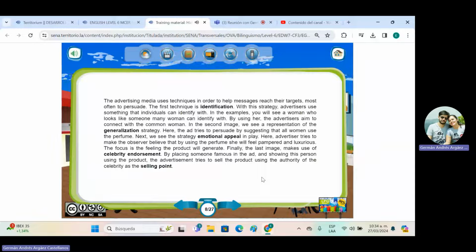Next, we see the strategy emotional appeal in play. Here, advertisers try to make the observer believe that by using the perfume, she will feel pampered and luxurious. The focus is the feeling the product will generate. Finally, the last image makes use of celebrity endorsement. By placing someone famous in the ad and showing this person using the product, the advertisement tries to sell the product using the authority of the celebrity as a selling point.